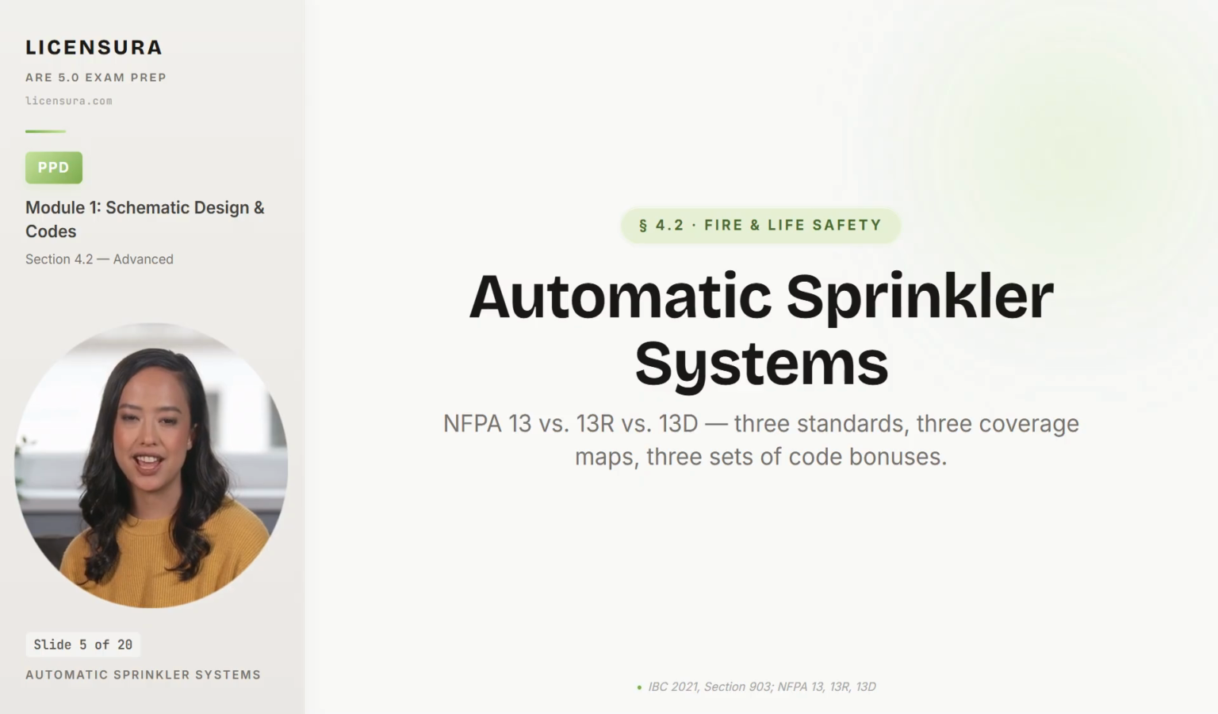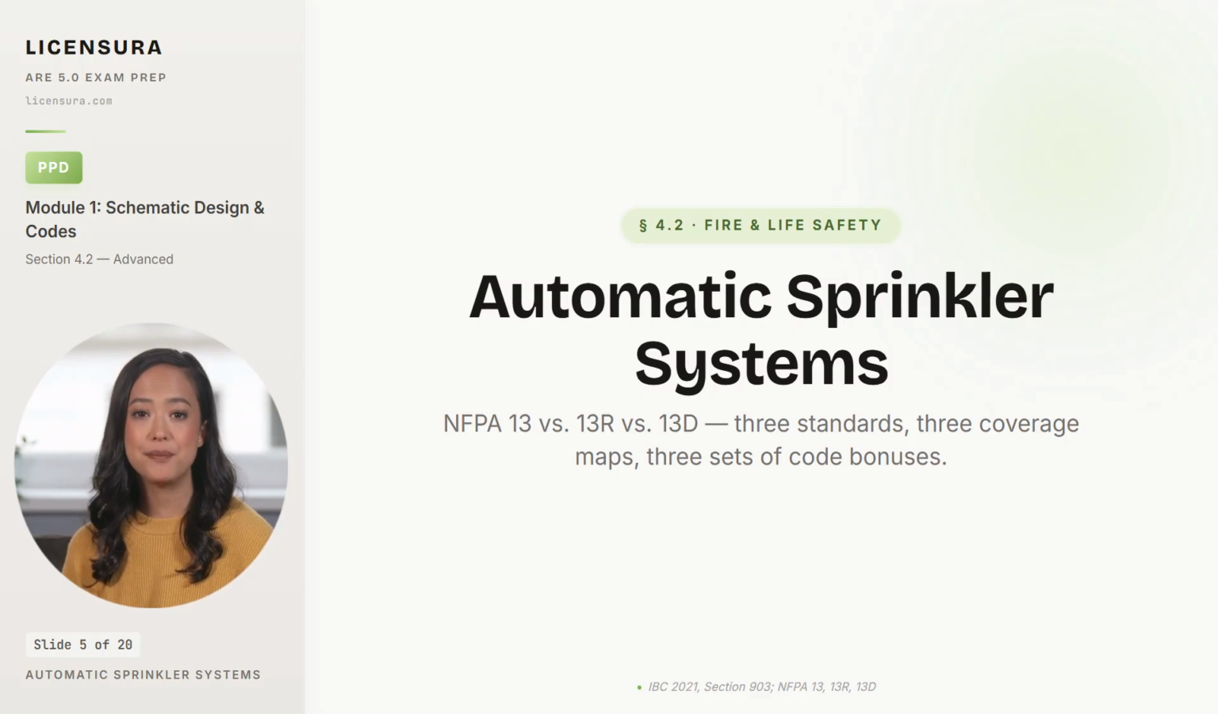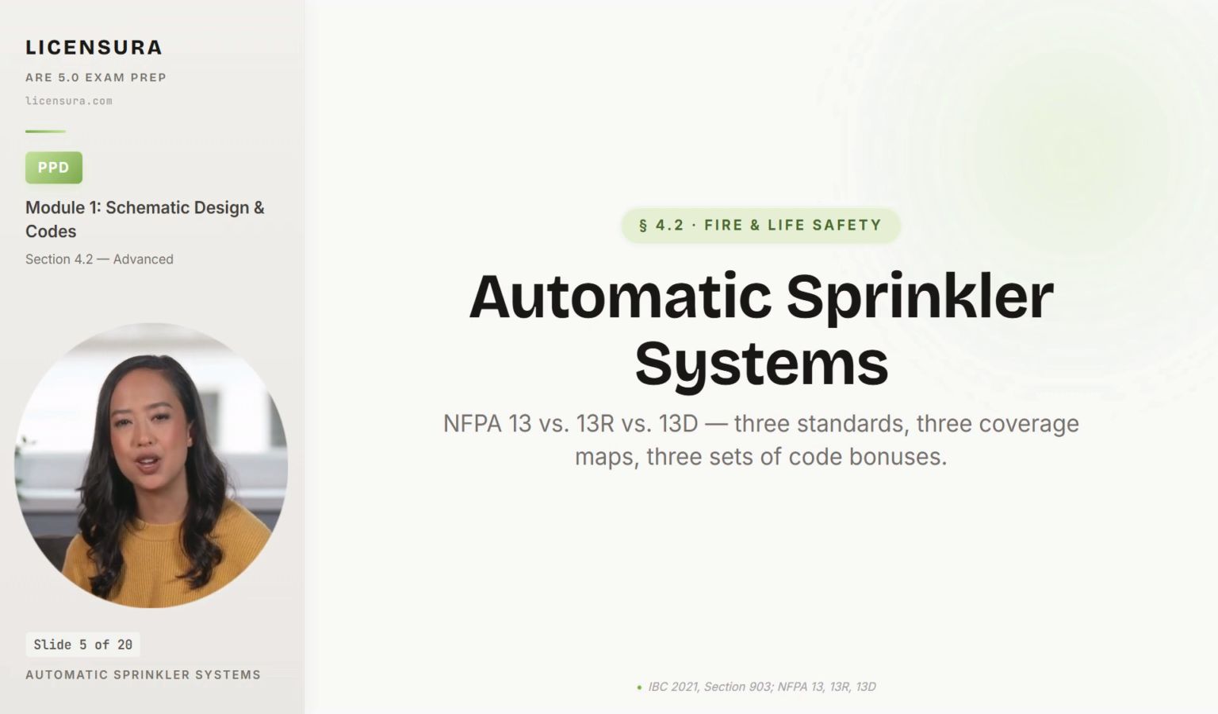Confuse them on a permit set, and you either overspend by hundreds of thousands of dollars, or, worse, claim bonuses you have not earned and have to redesign the building when the inspector catches it. Fail the exam question on this distinction, and you lose the point. Miss it in practice, and the building official issues a stop work order, while the firm absorbs the fee shortfall. The 3 standards live side by side, and the comparison is the single most tested table in this section.